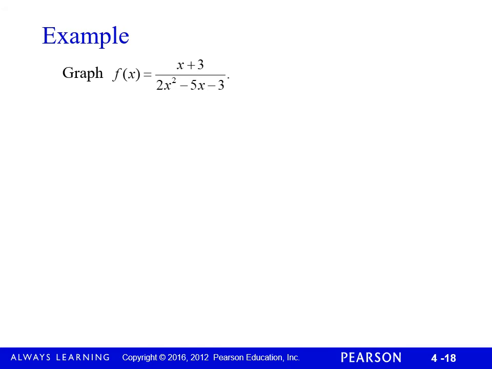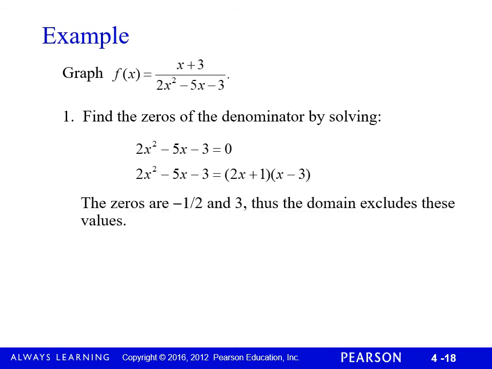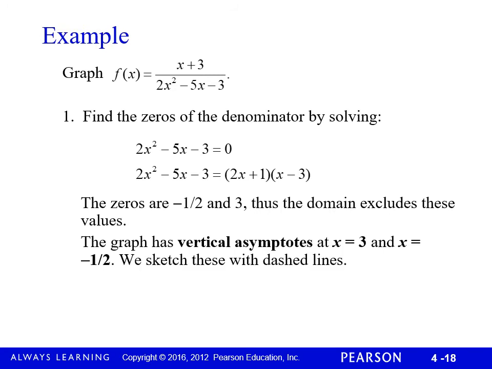So let's go through the steps here. Graph f of x equals x plus 3 over 2x squared minus 5x minus 3. So again, we're first going to find the zeros of the denominator by solving 2x squared minus 5x minus 3 equals 0. Well, if we factor this, we get 2x plus 1 times x minus 3. Setting each of those factors equal to 0, we get x equals negative 1/2 and x equals 3. And so the domain excludes those values.